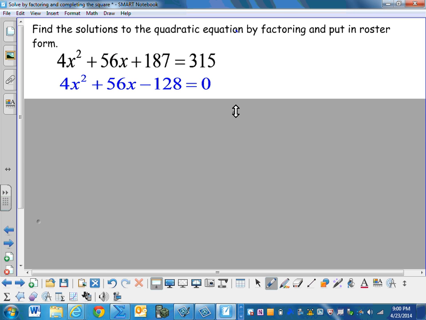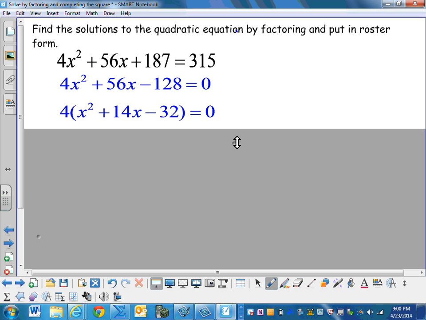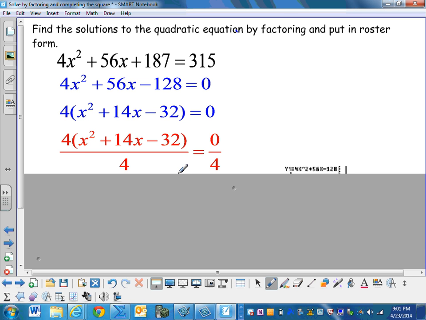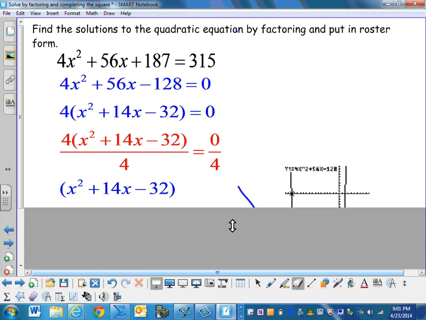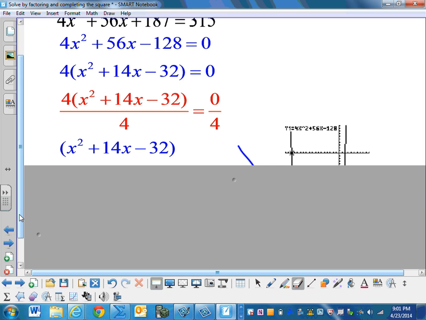It's not a special case, but I'm trying to find the greatest common factor. 4 can be factored out. So 4 times the quantity x squared plus 14x minus 32 is equal to 0. Since this is an equation, we can divide each side by 4 to get rid of this. In the past, it was a factored form, so we had to leave the 4 there. Which leaves me, when I divide each side by 4, x squared plus 14x minus 32.